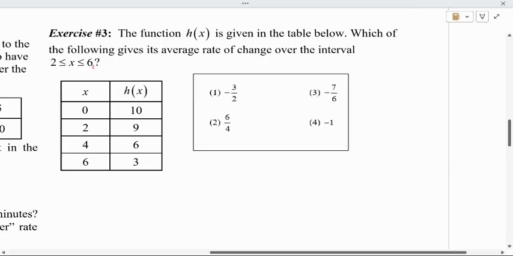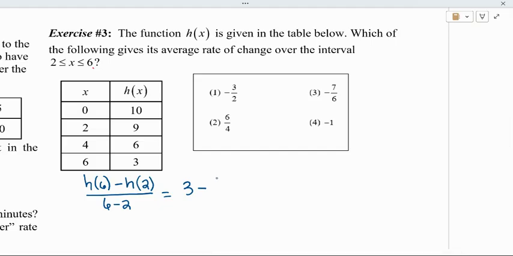So we always take the second one, right? So f of 6 minus, it's not actually f, it's h, isn't it? Let me fix that. H of 6 minus h of 2 over 6 minus 2. Well, what is my output when x is 6? Owen, 3. Kenna, what is my output when x is 2? I didn't hear you, I'm sorry. 9.